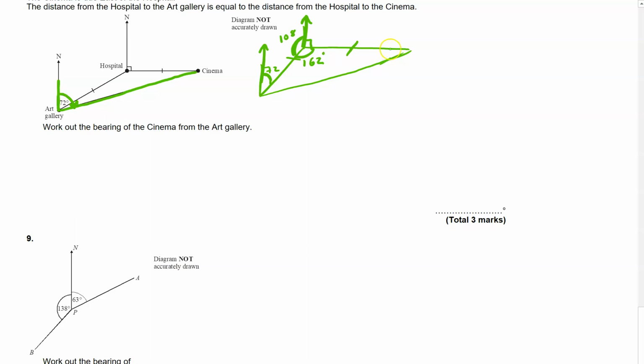And it's isosceles, so this angle and this angle have to be equal. So 162 off of 180 is 18. So each one has to be 9 degrees. So the bearing from the art gallery is the whole distance. You've got to go the 72 and then the extra 9. And 72 plus 9 is 81. So my final answer is 081. Bearings should always be done in triple digits, so you should have that 0 in there.